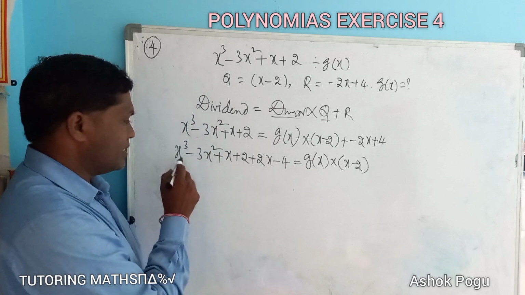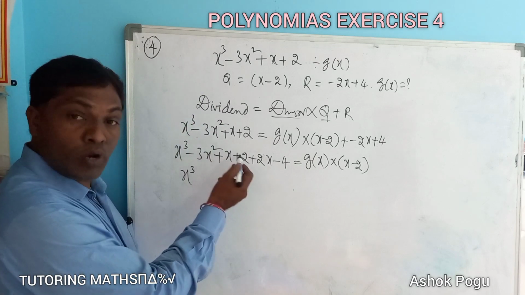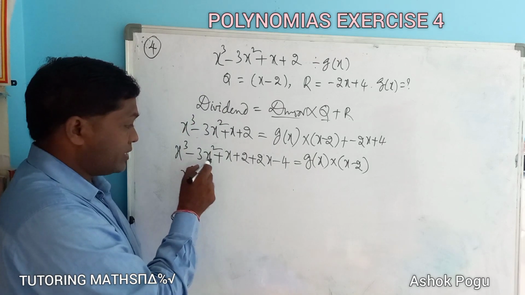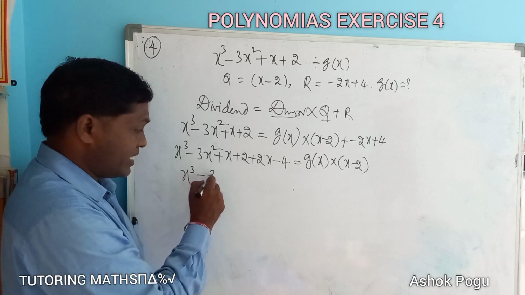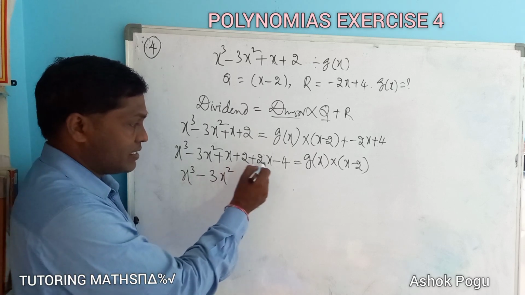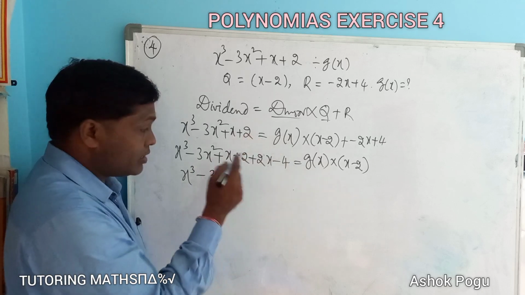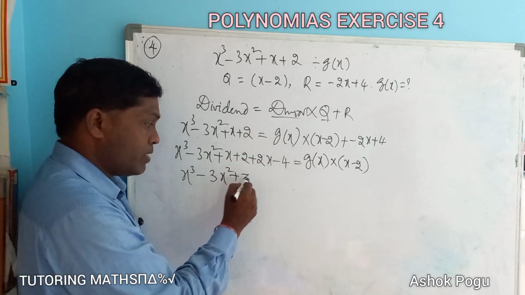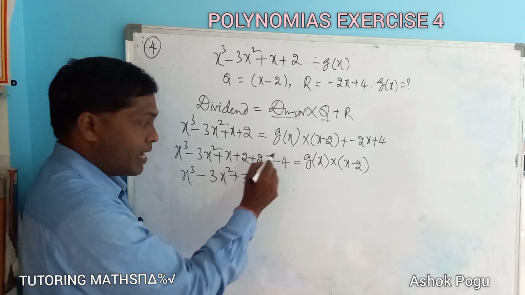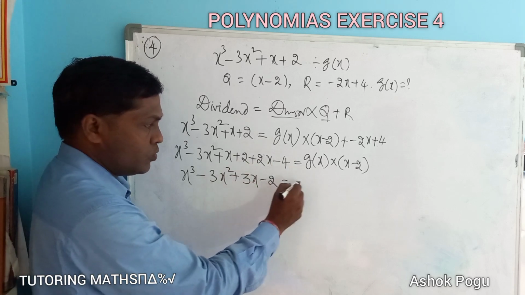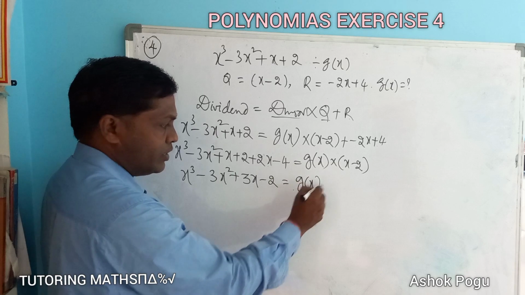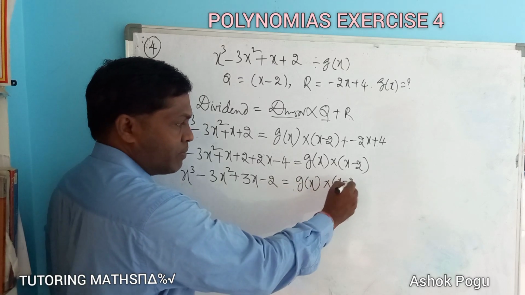Yes, simplify this. X cube, there is no like term for x cube. X square, there is no like term for x square. X, there is a like term for x. So just add them because both are positive. Plus 1 plus 2, 1 plus 2 is 3x. 2 minus 4 is minus 2. That is g of x into quotient x minus 2.